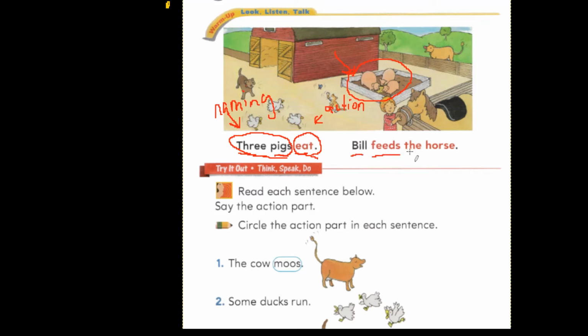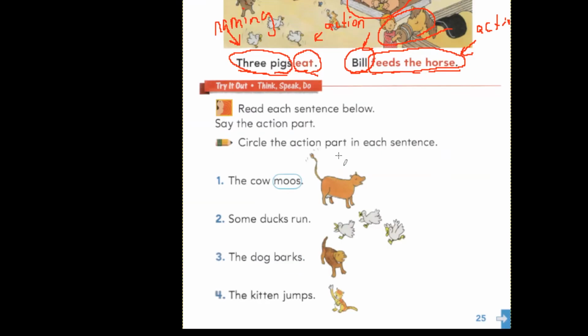So let's look here. Bill feeds the horse. So we know right away Bill is a name, and that's our naming part, our subject. And what is he doing? He's feeding the horse. He feeds the horse. See, right there. So that would be our action part. It's what he's doing. Now let's scroll down and work together on these problems down here.